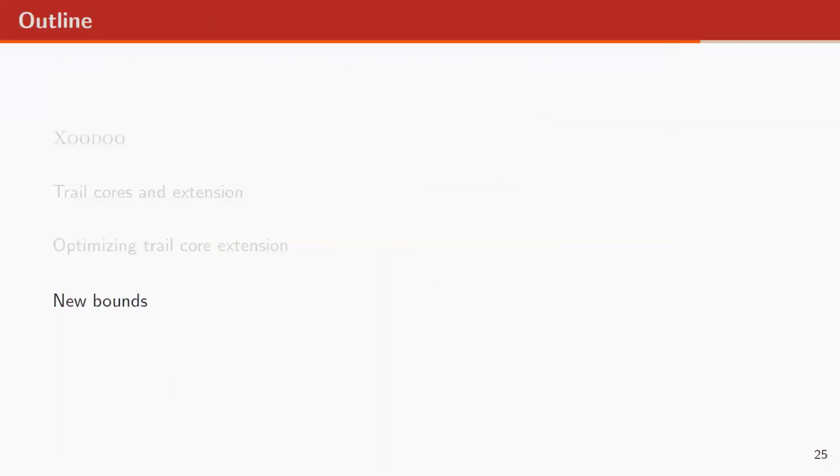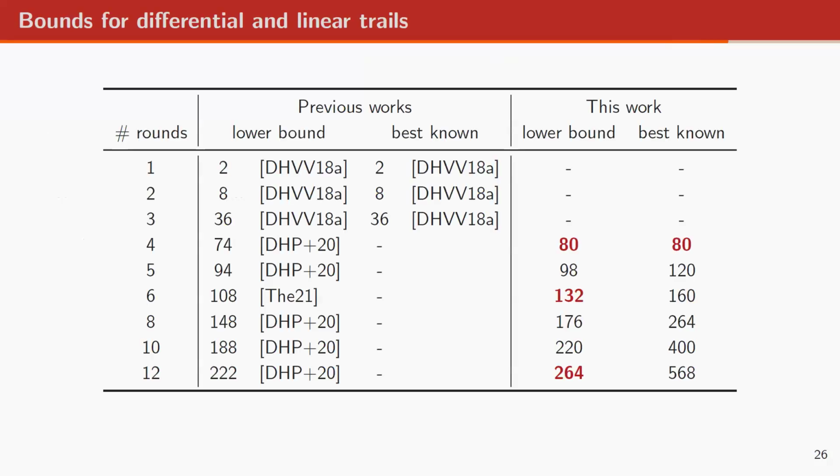So this optimization allowed us to make our tree search much more efficient. And so it allowed us to scan bigger spaces of trails and achieve better bounds. In this table, I'm reporting previous known bounds, and here on the right, we have our new bounds. So for instance, for 4 rounds, we were able to generate all trail cores up to weight 84. And we found trails of weight 80.